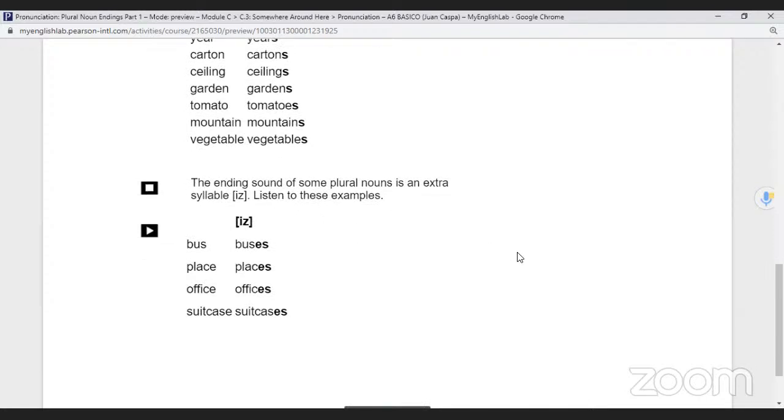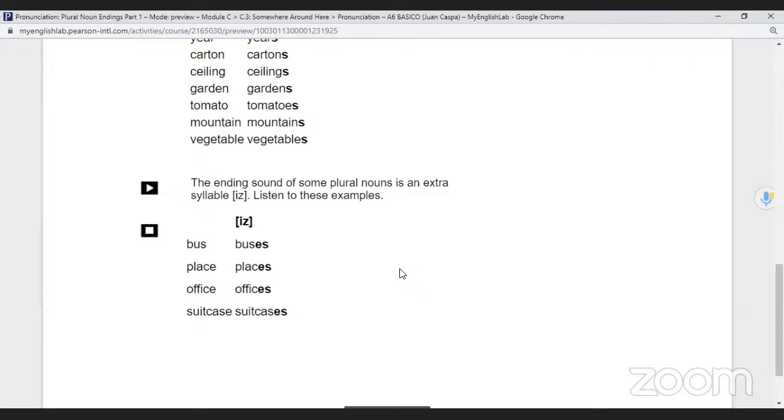The ending sound of some plural nouns is an extra syllable. Listen to these examples. Bus, buses. Place, places. Office, offices. Suitcase, suitcases.